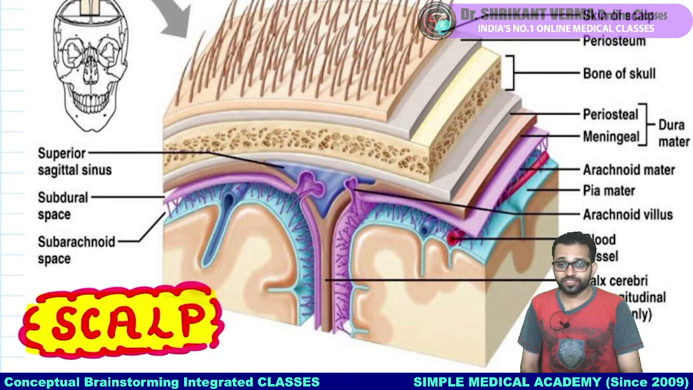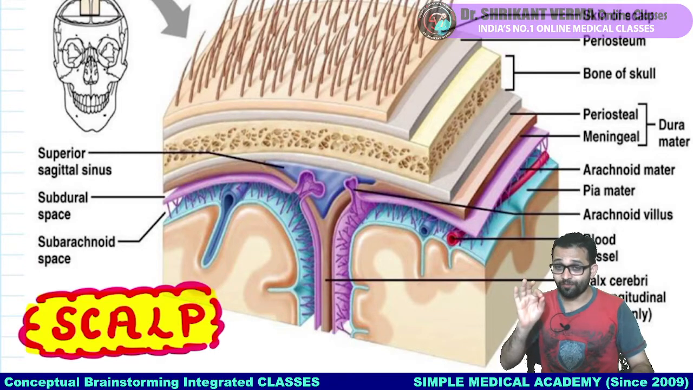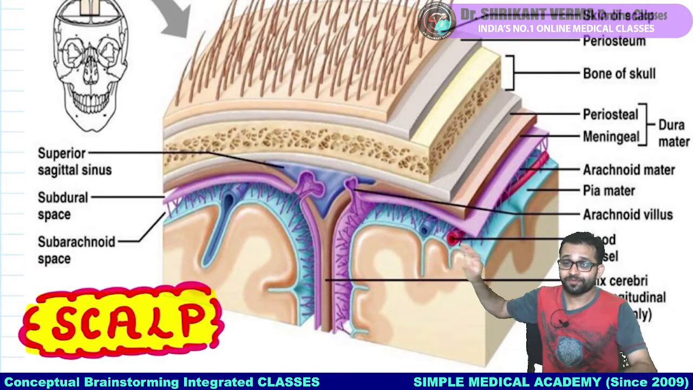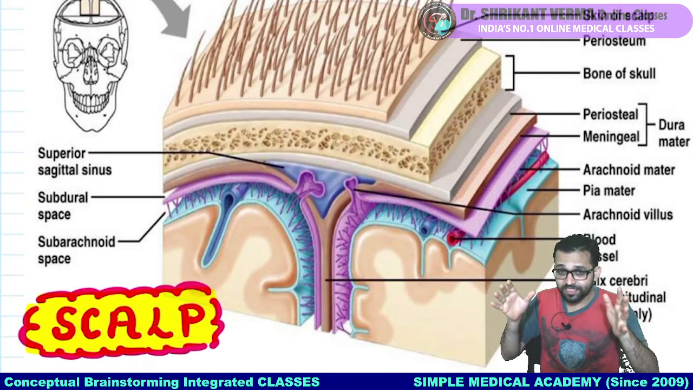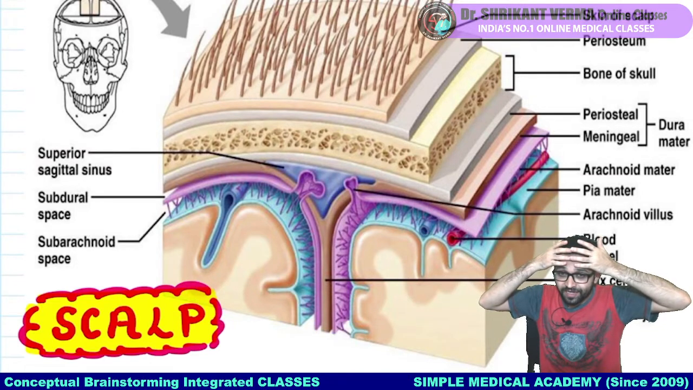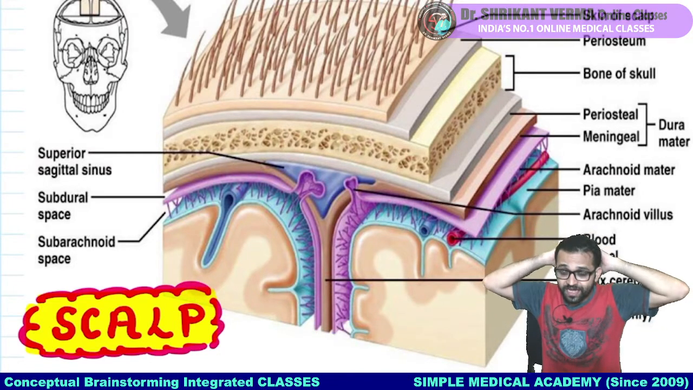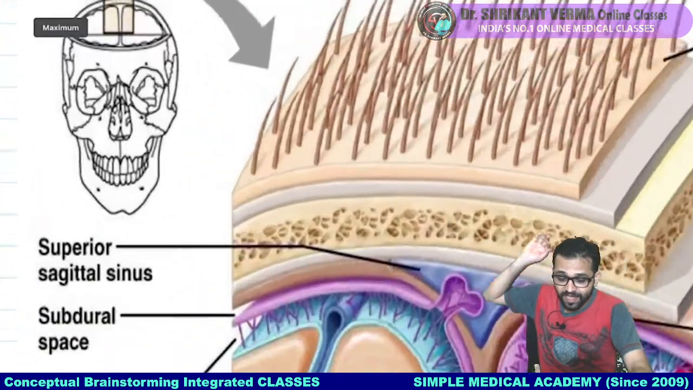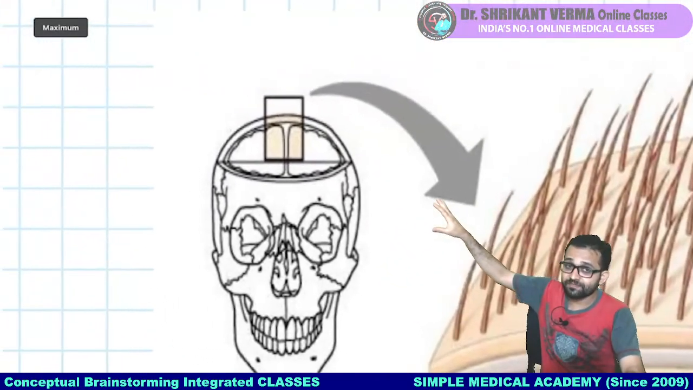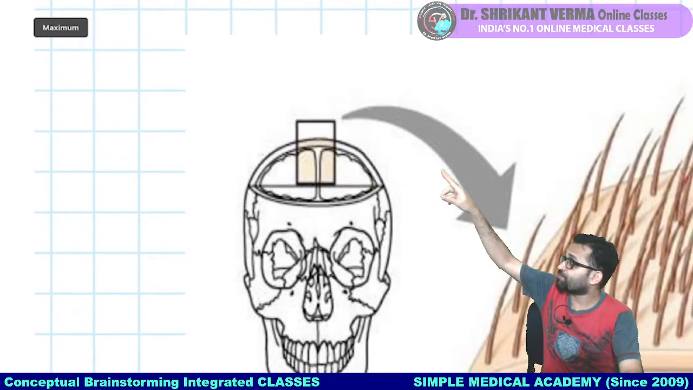So right now we are starting our head, neck, face region, in which our first topic is scalp. In a funny way, what is the scalp? The area in our cranial region where we apply shampoo is known as scalp. Can you see this skull image? Yes. So this upper part is scalp.